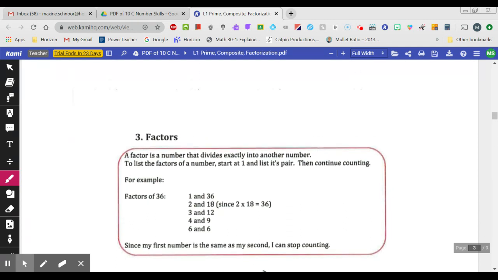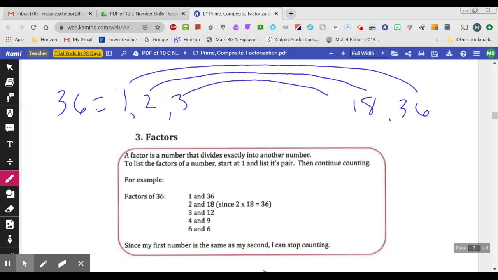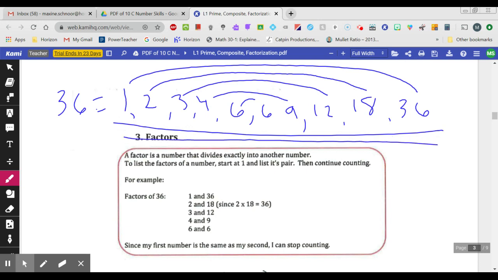Some of you may have seen this question done like this in junior high. It's called the rainbow method. So you'd start with 1 and 36 on the ends, and then you'd work your way in. So then you'd go 2 times 18, and then 3 times 12, and then 4 times 9, 5 doesn't go into 36, and then 6 times 6 is 36. And you don't have to write out both 6's. So if you saw the rainbow method or the smile method, that's essentially what you're doing there, is listing the factors.